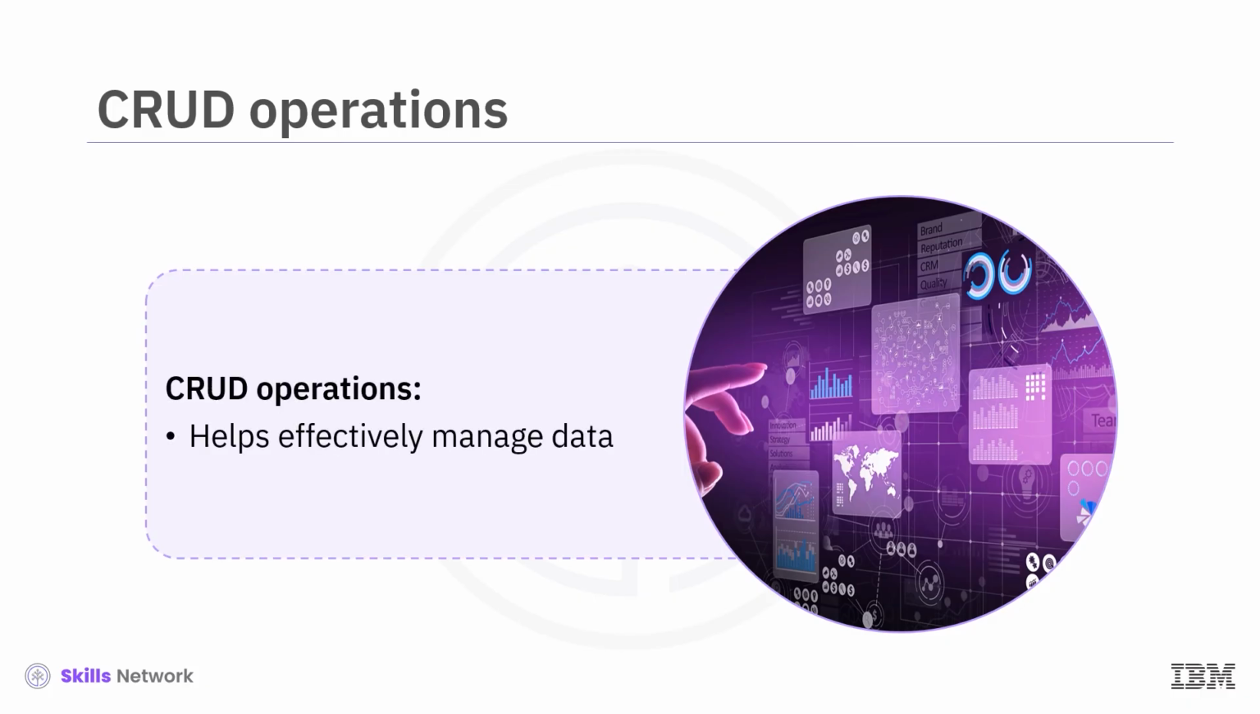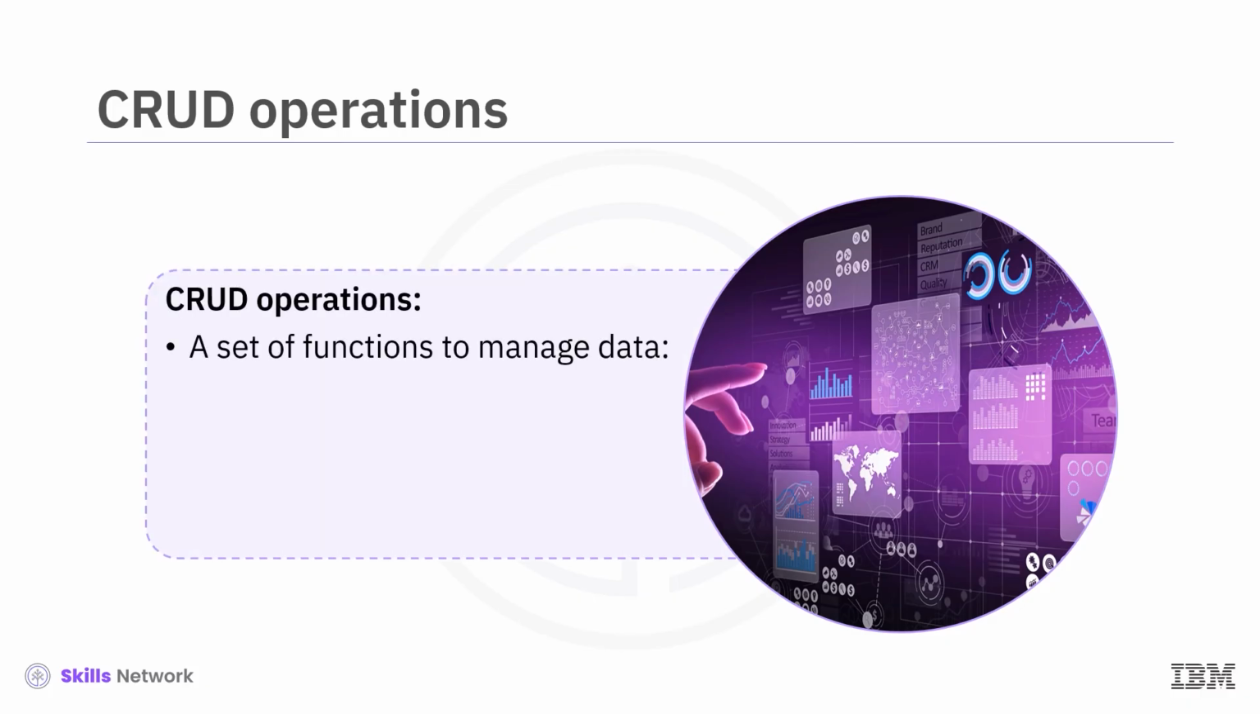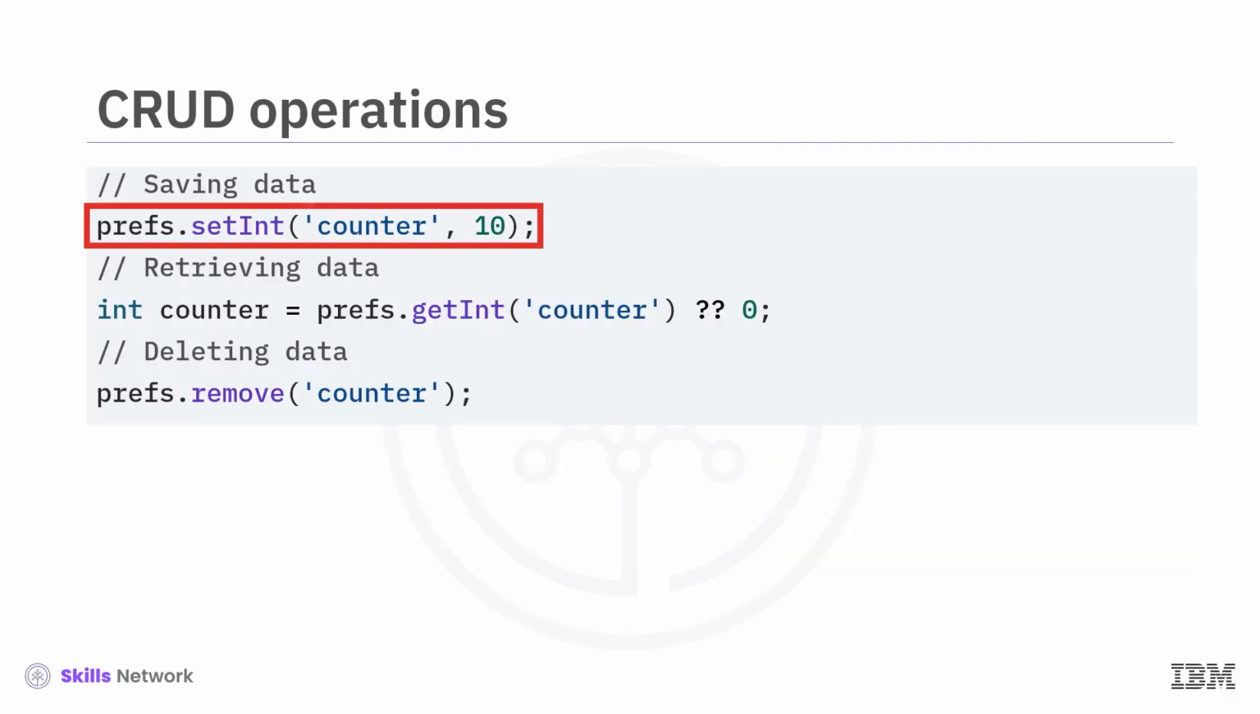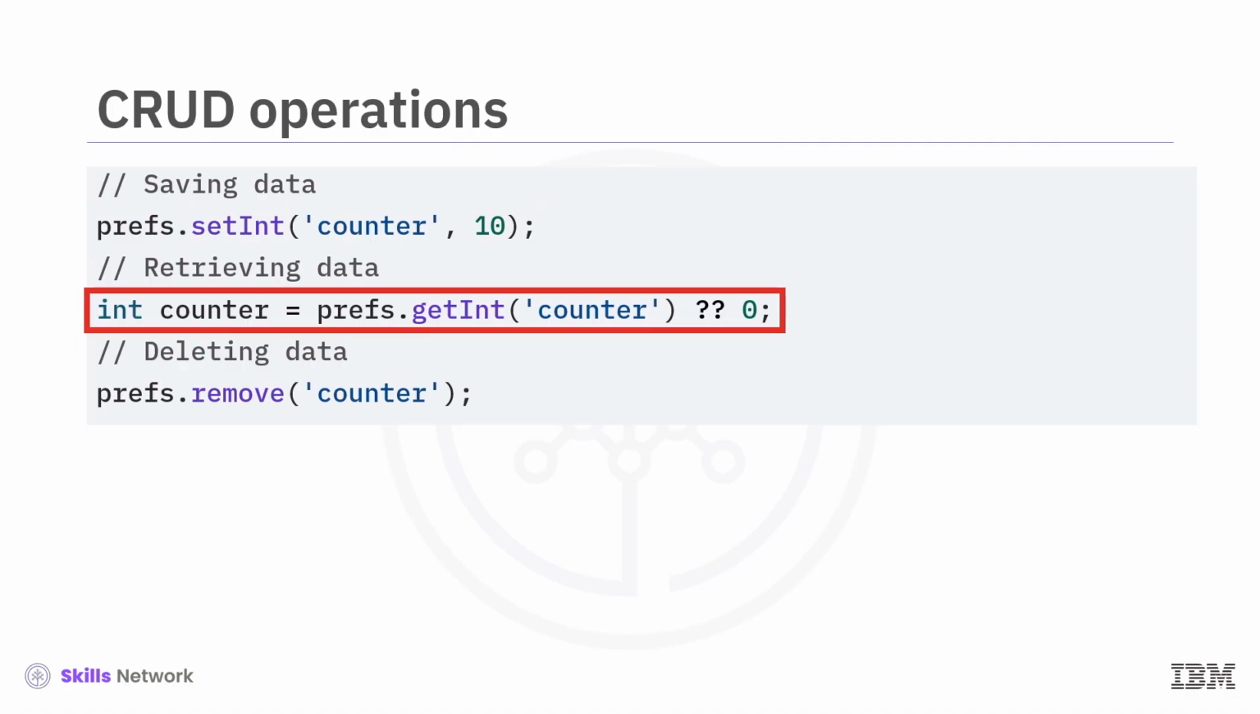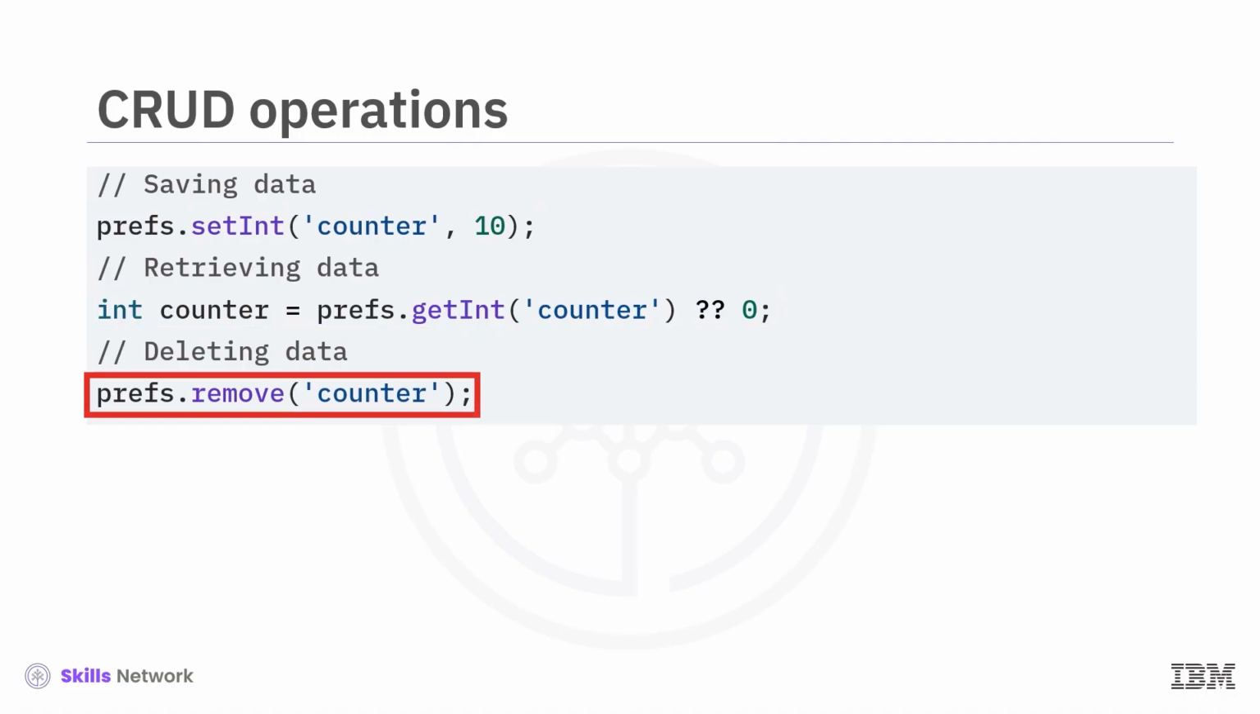To effectively manage data within your application, you should implement CRUD operations, a set of functions dedicated to creating, reading, updating, and deleting data. You should ensure these functions are easily accessible in your app. This line demonstrates the creation operation by saving a new integer value of 10. This line illustrates the read operation by retrieving the integer value. And finally, this line shows the delete operation by removing the stored value.